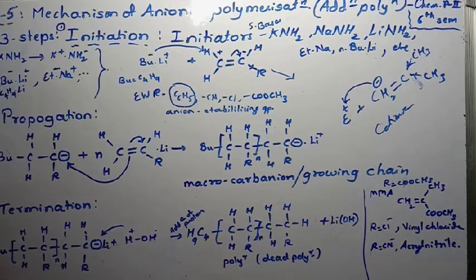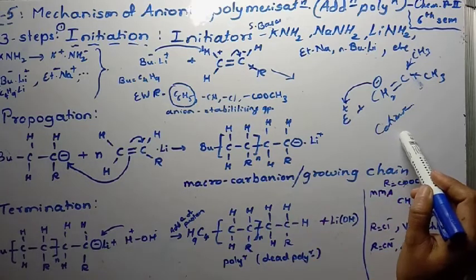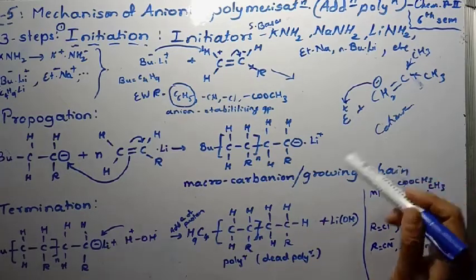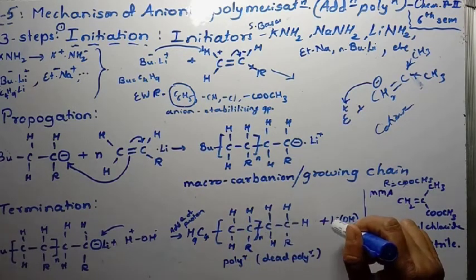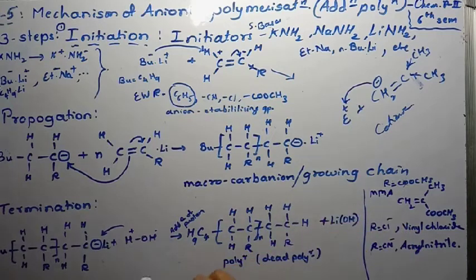Okay. So now the next one we can say is termination. In the case of cationic, it is very easy and instantaneous, but here it is a bit difficult, takes time, and is very slow. So even during the termination the chain remains active and the process is also quite slow.